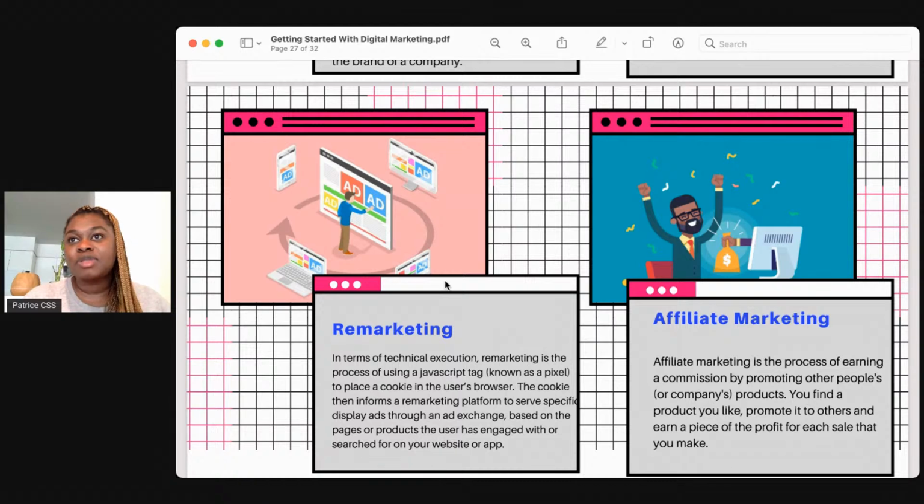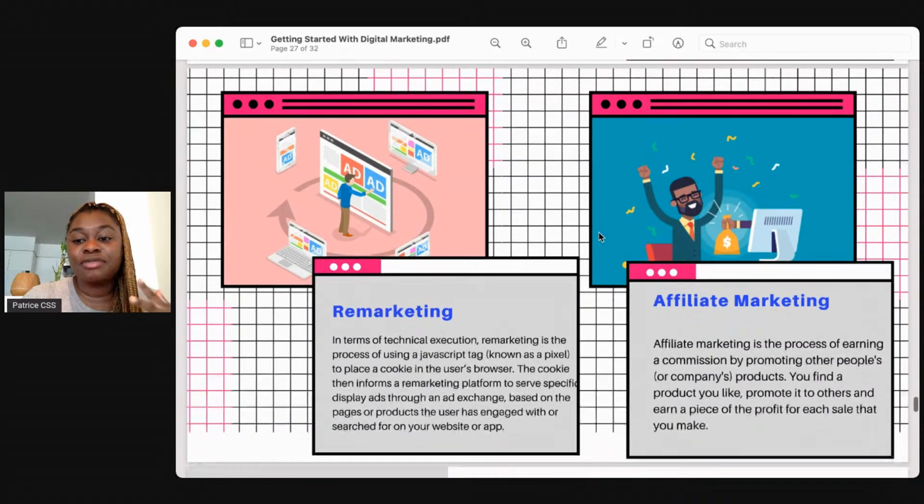So if you come to my website and you're looking at leather boots, then you're going to start seeing leather boot ads from me for the next week. Okay, because I'm collecting that data on you as you browse my site. And that is a very effective way to pull people back into your site.